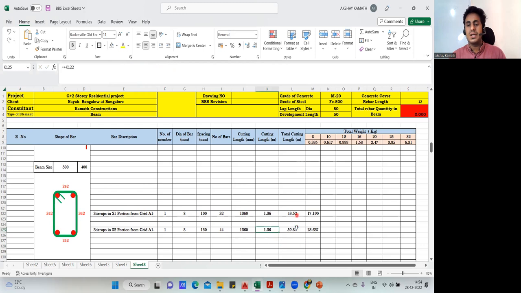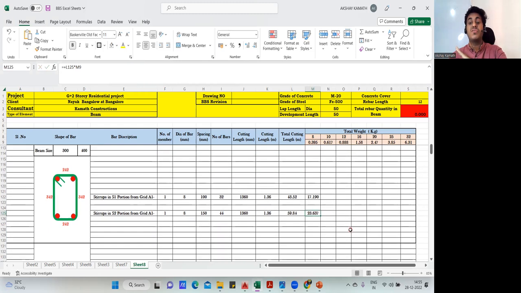Now coming to the total cutting length. Total cutting length will be cutting length of 1 bar, 1.36 multiplied by 44 into 1 will give me the total cutting length. And since it's an 8 diameter bar, I'll put the weight in the 8 diameter column. My total cutting length is 59.84. So 59.84 multiplied by 0.395 will give me 23.67 kg. That's it. Finished. Now I finished the entire beam bar bending schedule.